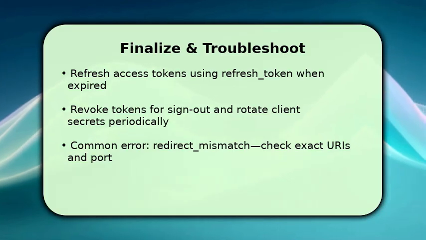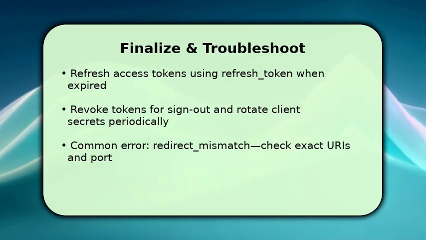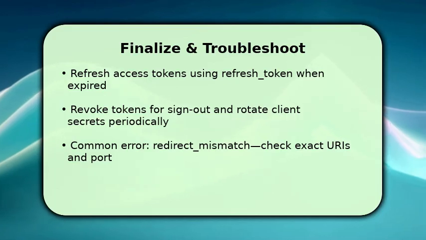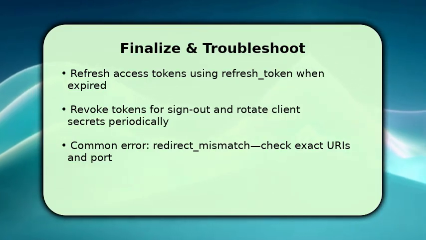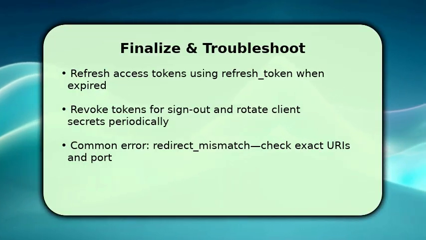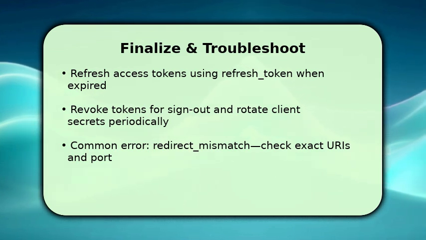If you hit errors, check the common redirect mismatch first. Google matches exact URIs including trailing slashes and ports. If authorization fails, inspect scopes and consent configuration. And finally, log responses and error codes to quickly pinpoint misconfigured parameters or clock skew on your server.